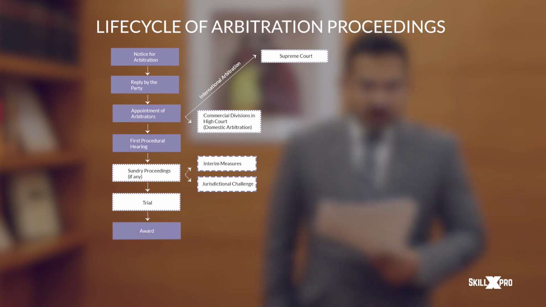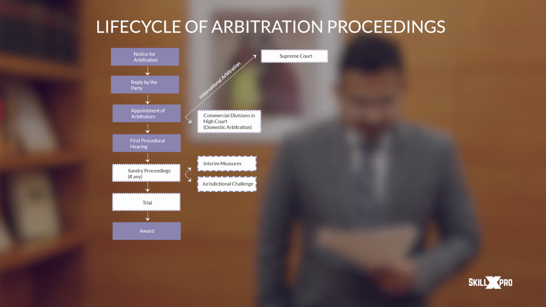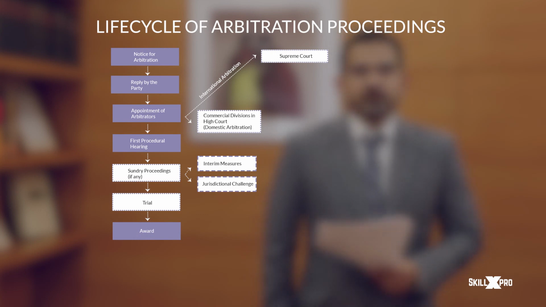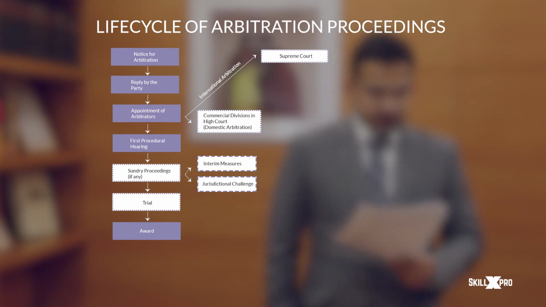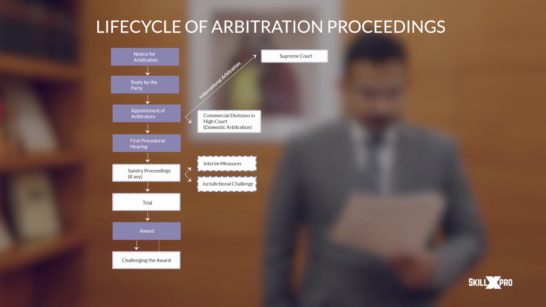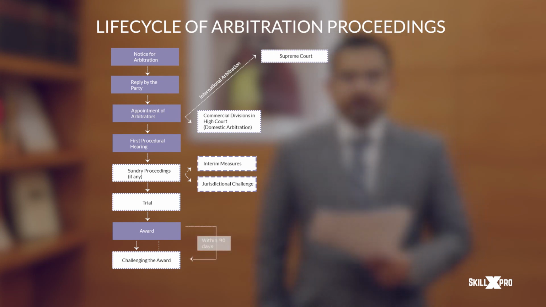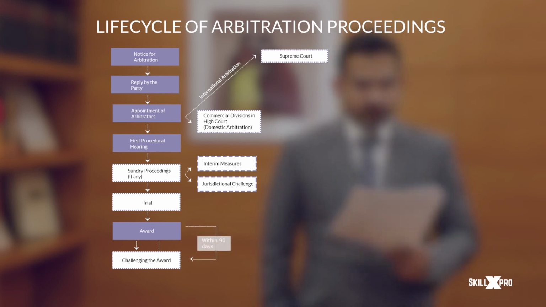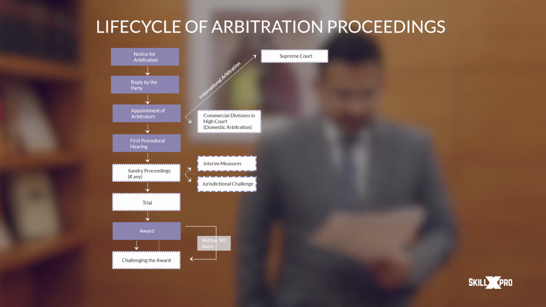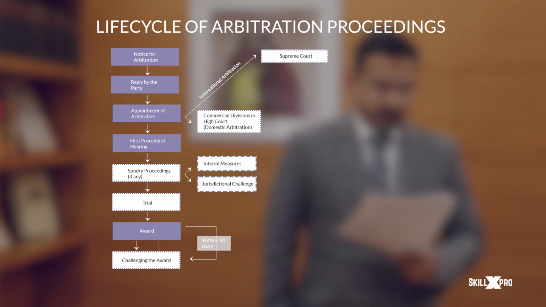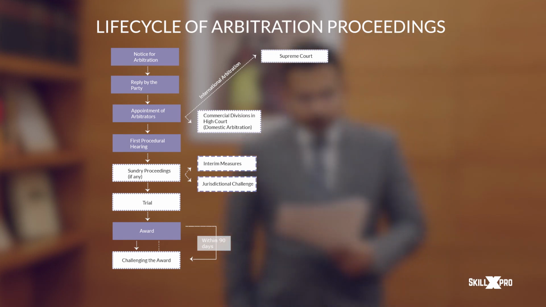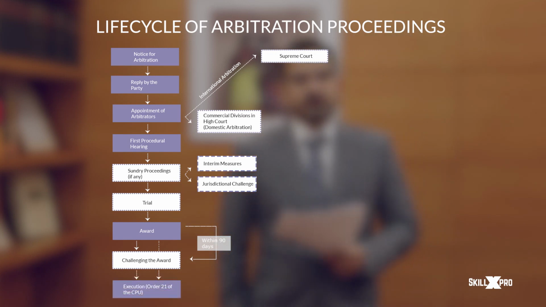After the award is passed, there is a period given to the party against whom an award is passed to challenge the award, which is supposed to be done within 90 days from the date of the award. And once that stage is over, the challenge of the award is over. If the award remains unchallenged, then you proceed towards execution of the award, which is akin to execution of a decree of a court. So having summarized these stages, now we'll deal with each of these stages in greater detail for your understanding.